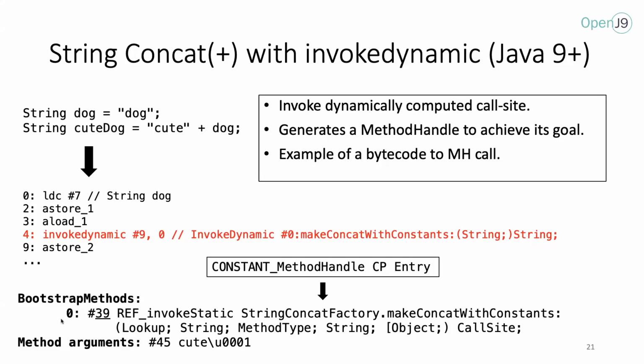And while creating this helper method, it's also going to create a method handle, which is related to the constant method handle constant pool entry.